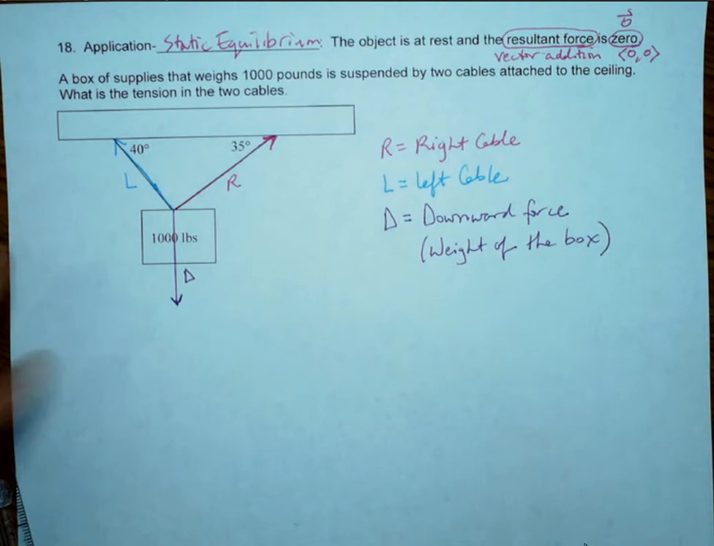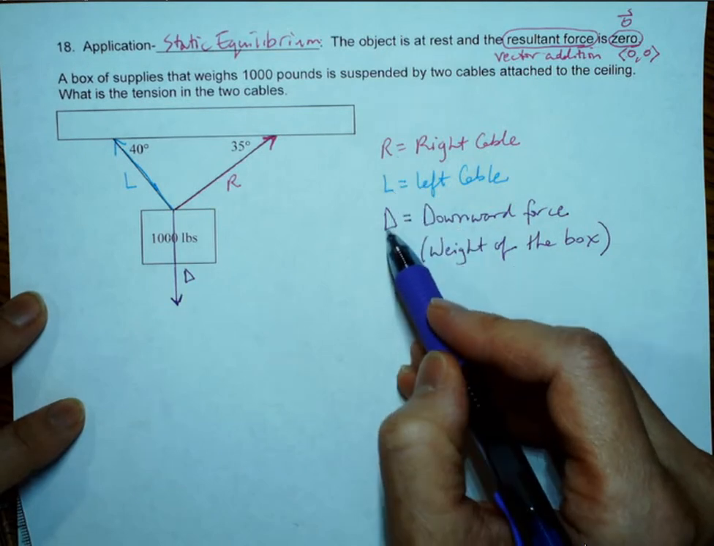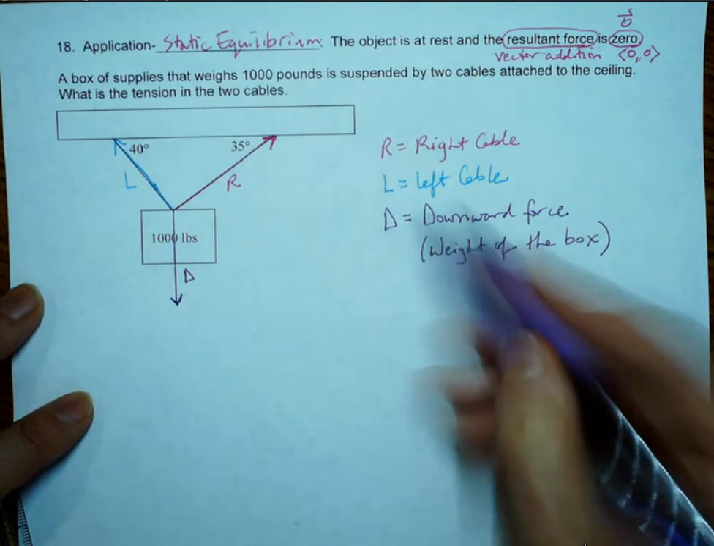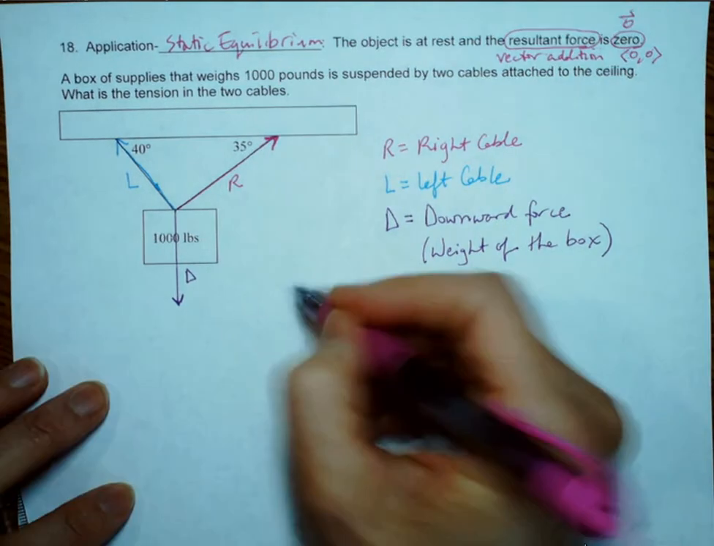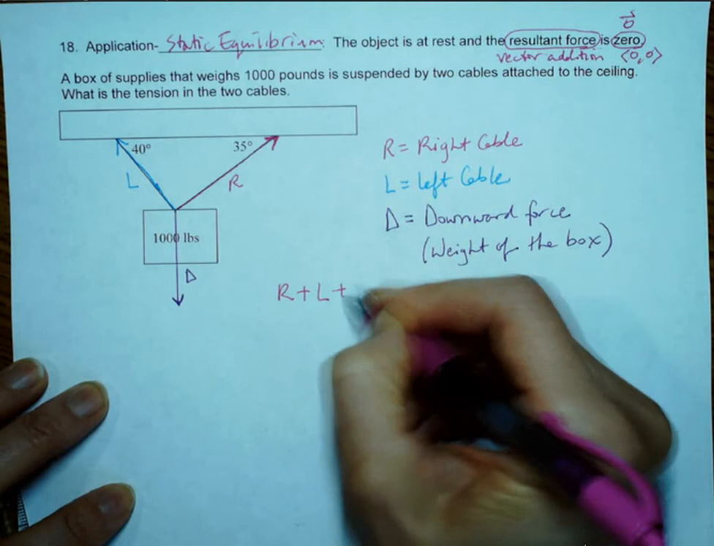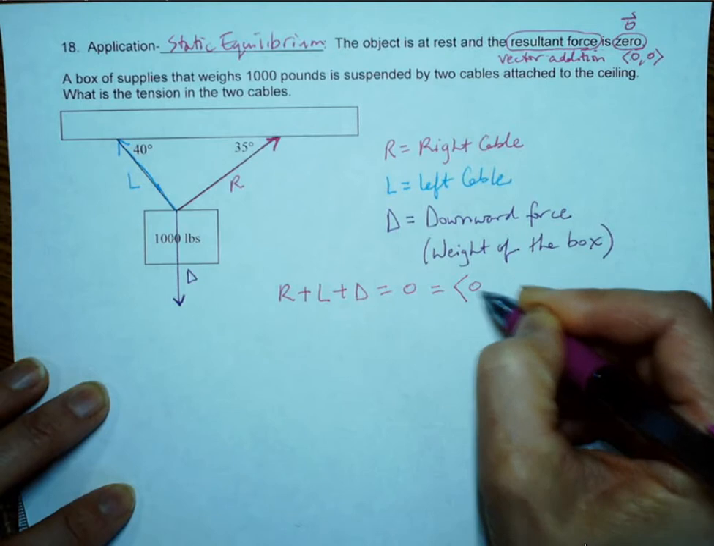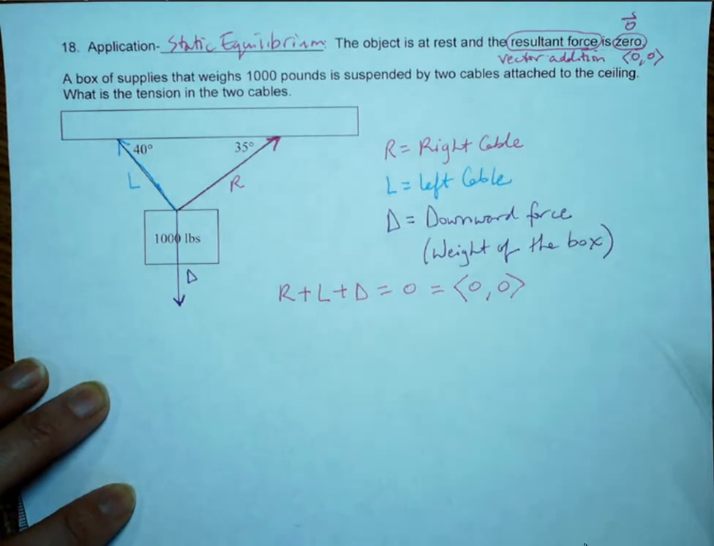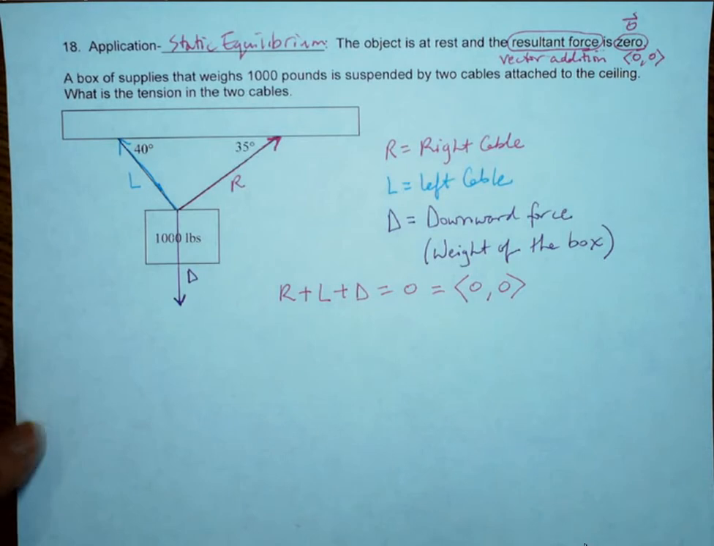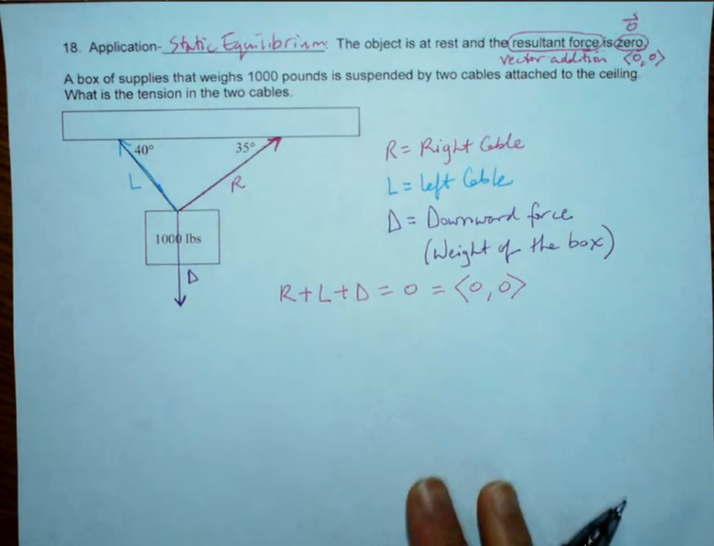Okay, so when you're doing vector addition, I'm going to be taking the right cable, the left cable, and the downward force. And so if it is in static equilibrium, that means that it has to equal 0. Right? So that means that the right cable plus the left cable plus the downward force has to equal 0. And in other words, it has to be x component is 0 and the y component is 0. Okay, so I'm going to transfer these vectors and I'm going to draw it and move it around.